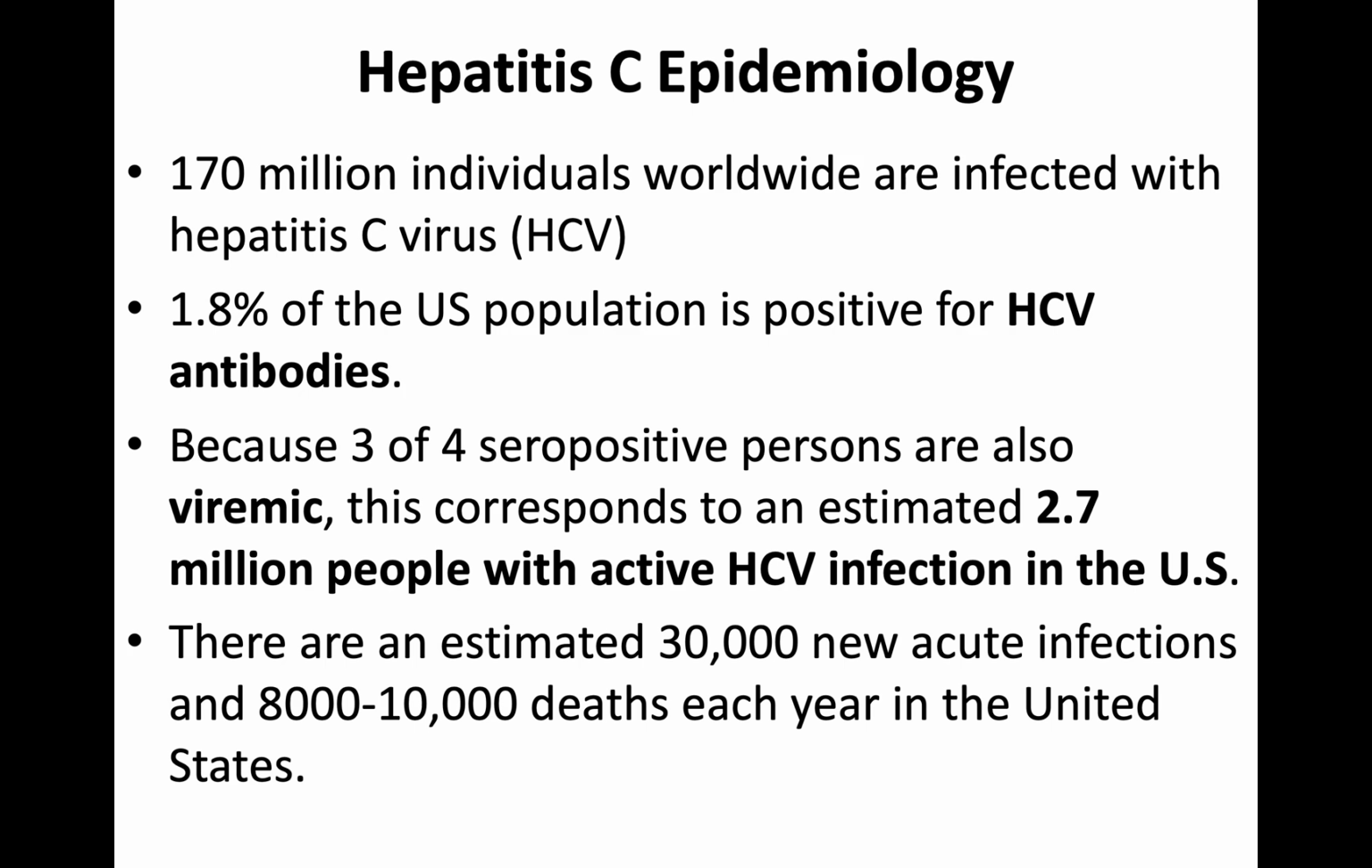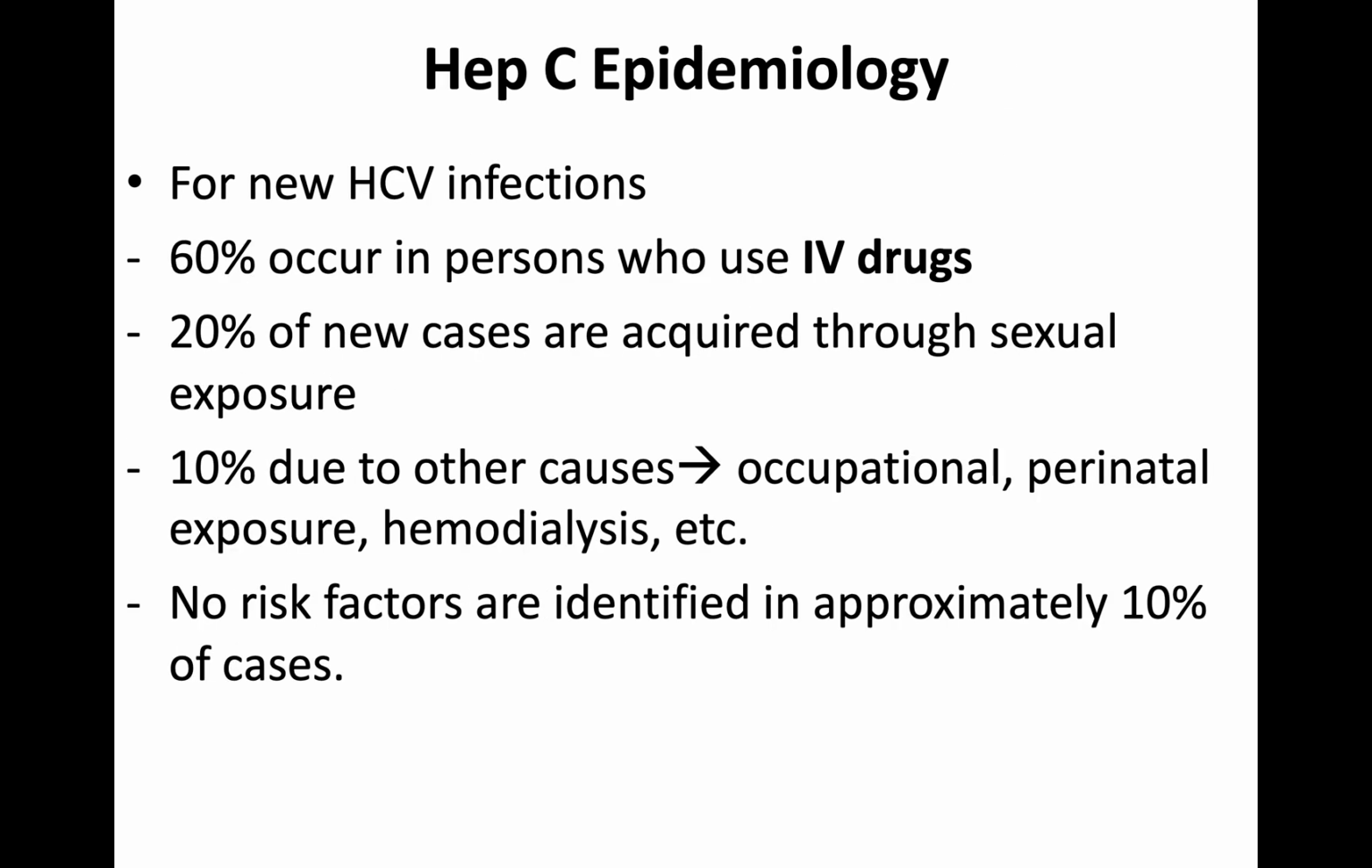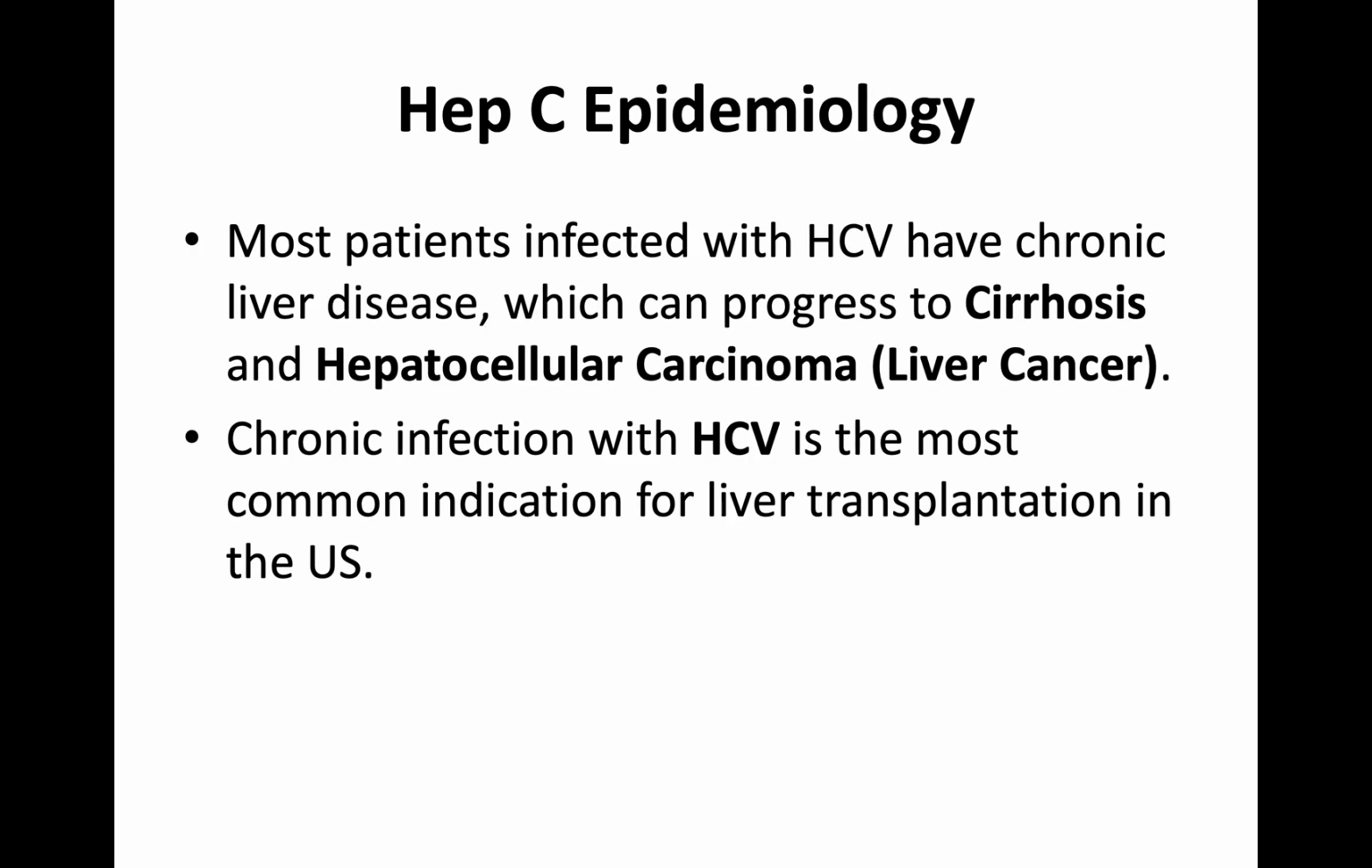So there are about 30,000 new infections in the U.S. and somewhere around 10,000 people die from acute, but mostly chronic Hep C each year in the U.S. So for the new infections, about 60% are with IV drug users, about 20% are sexually, 10% are other causes, occupational, perinatal transmission, that sort of thing. And there are no identified factors in about 10% of the time.